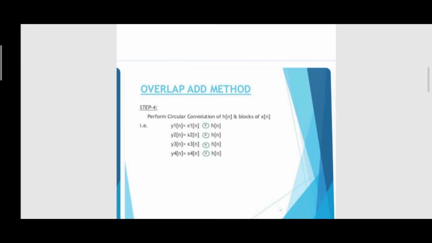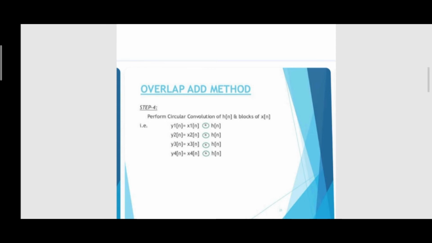Then after that we have to convolve the two sequences. That means x of n is subdivided into x1 of n, x2 of n, x3 of n and x4 of n. In this step we have to convolve each x of n with h of n. That means x1 of n with h of n, x2 of n with h of n, x3 of n with h of n and x4 of n with h of n.